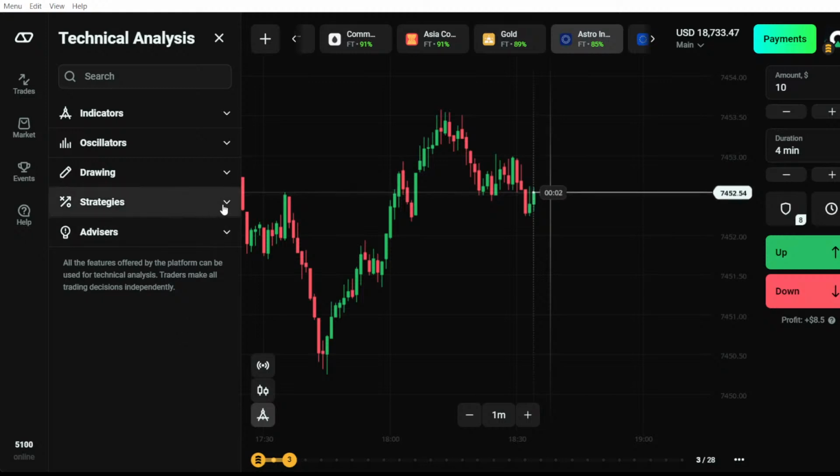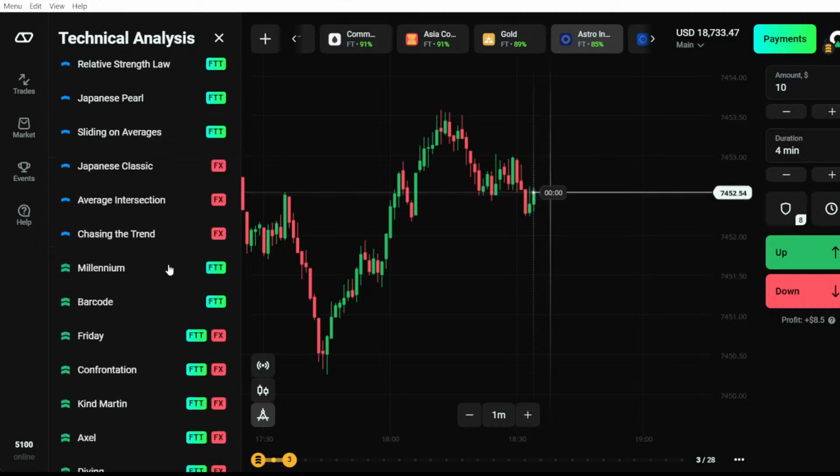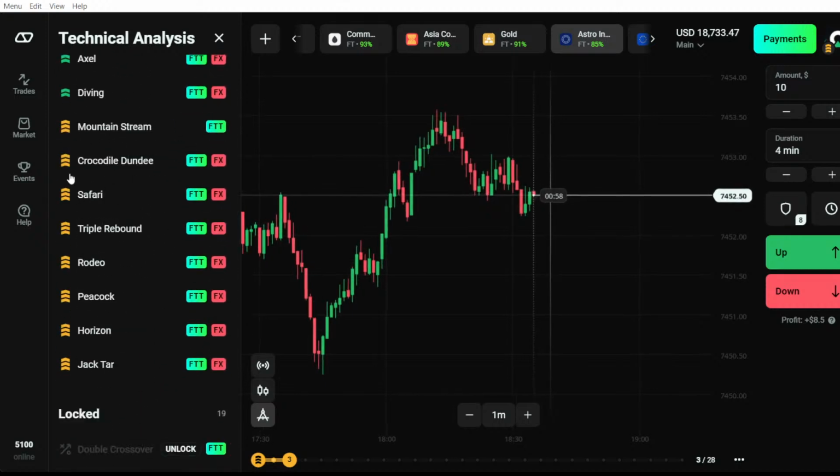You just need to go to the strategies, scroll a bit, and here we can see the third strategy in the expert level holder strategy is Safari. This is a strategy which we are going to talk about today. These three lines indicate that this is for the expert level. This is the name of the strategy, the trading mode on which we can use. The first one is FTT, meaning fixed time trade, and the second one is FX, which means Forex. I'll click on the strategy.